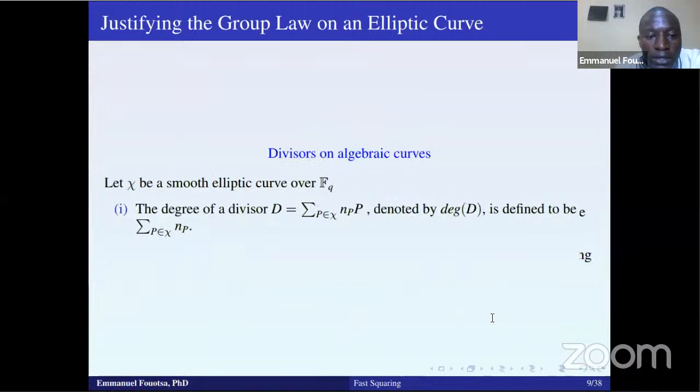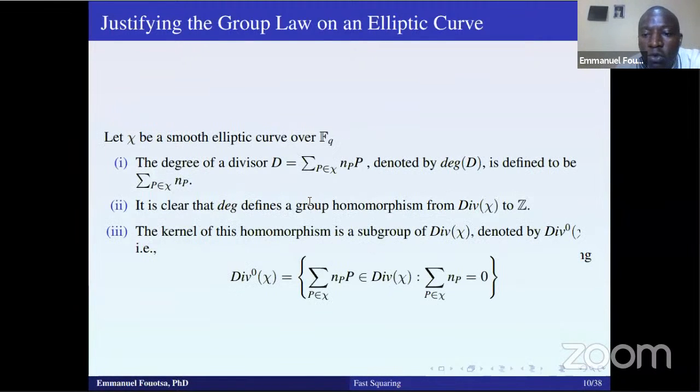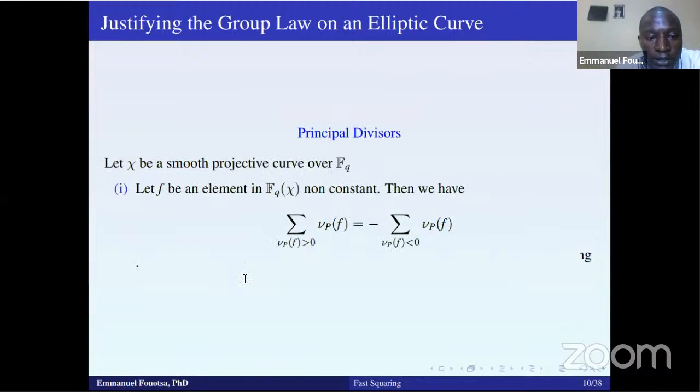And the degree of the divisor is simply the sum of the coefficients. We can see that the degree defines a group homomorphism from the set of divisors to Z, because when we take a divisor, the degree is simply an integer equal to the sum of the coefficients. We consider the kernel of that homomorphism, the set of divisors such that the summation of the coefficients is equal to 0, and we denote it by Div^0(E).